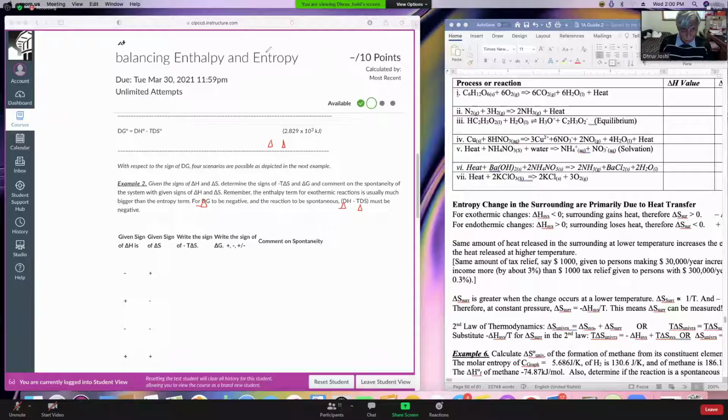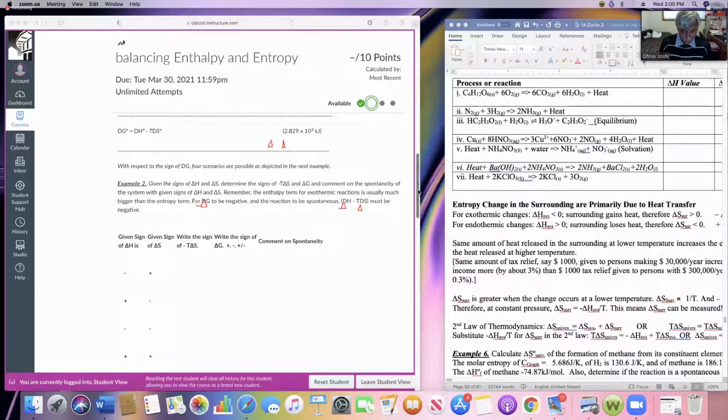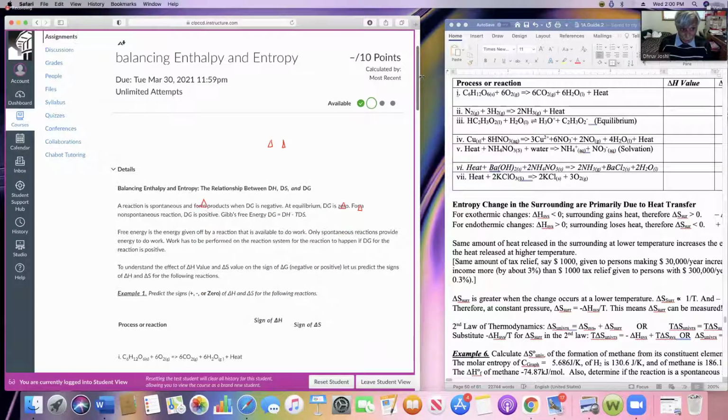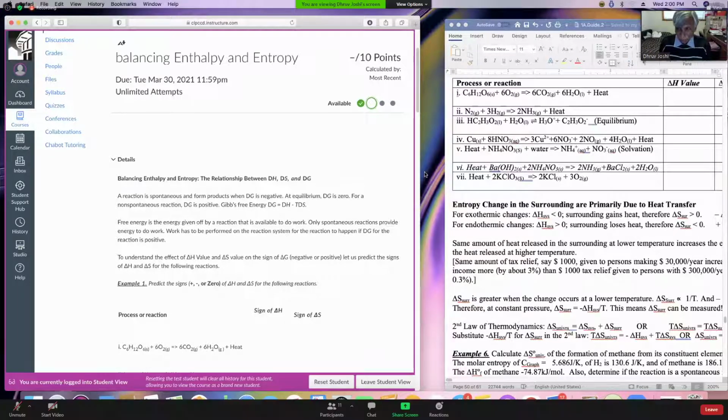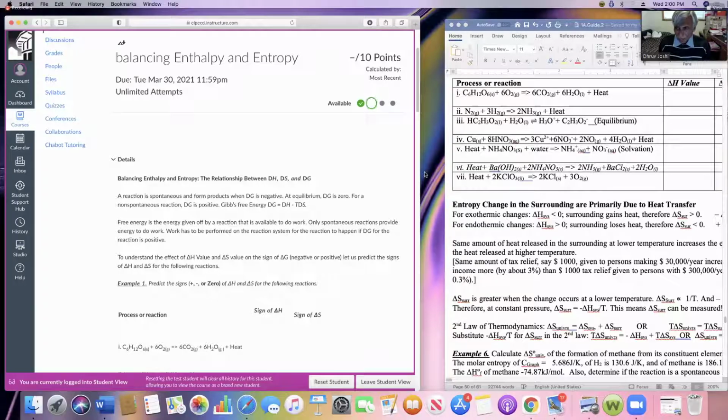Let's go back and talk about how these are balancing enthalpy and entropy, and what happens when we try to balance that. What does it mean to balance enthalpy and entropy anyway? That means how are they going to affect the reaction? What do you mean by affect the reaction? The reaction either is going to go on or not go on.